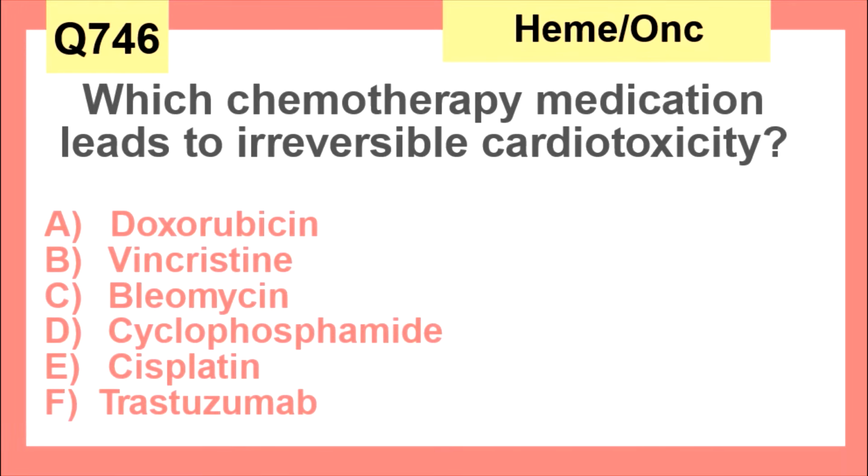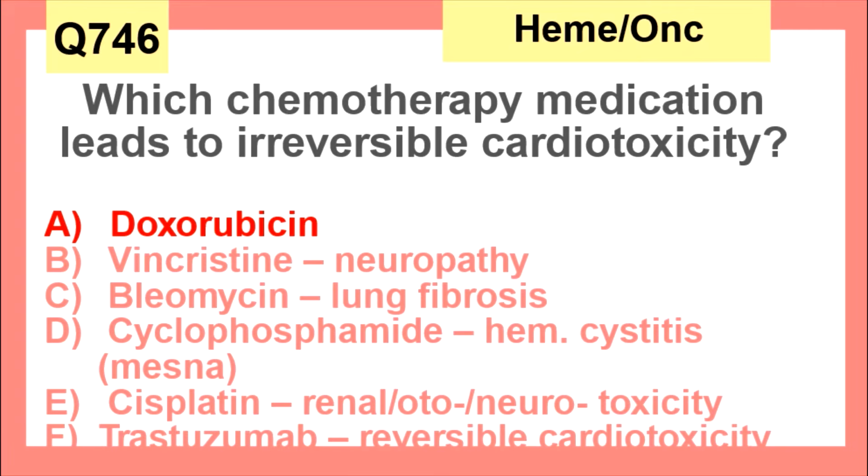746. Which chemotherapy medication leads to irreversible cardiotoxicity? This is doxorubicin, because trastuzumab is actually reversible. And in terms of the other ones, you could take a look over here at their adverse effects. Vincristine is neuropathy, bleomycin lung fibrosis, and you could take a look at the other ones. And cyclophosphamide, we prevent the hemorrhagic cystitis with Mesna.